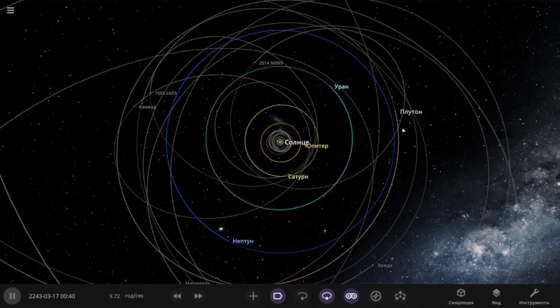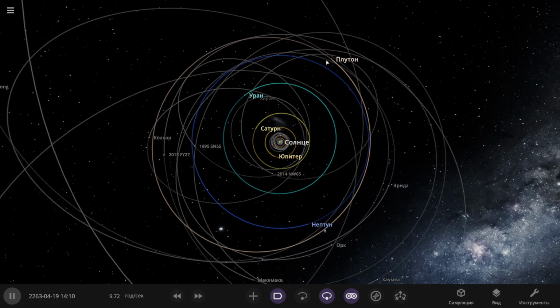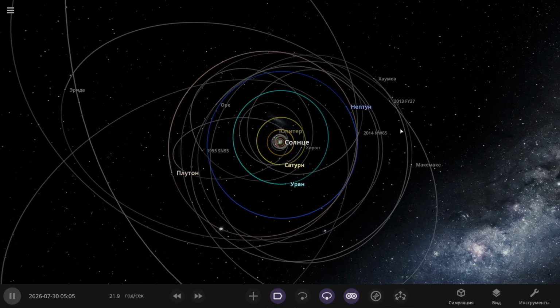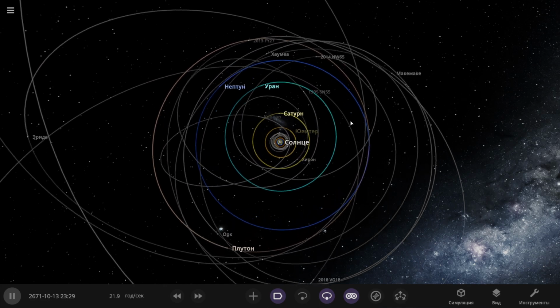Well, here I'm showing you the orbits. Here's Pluto's orbit. Over time, this enlarged Pluto will definitely start affecting some objects in the Kuiper belt. Here's Quawar. See the object?